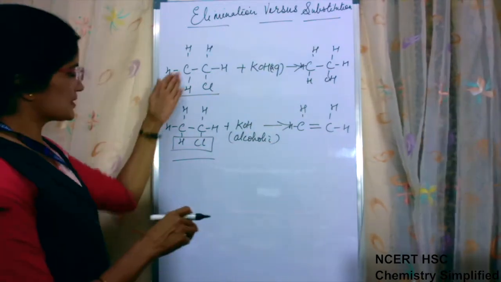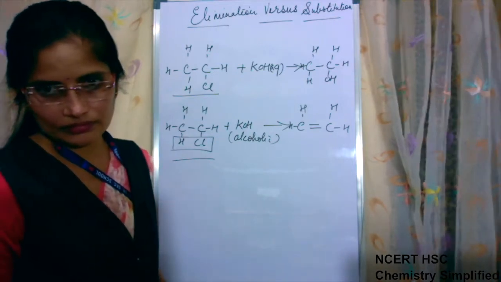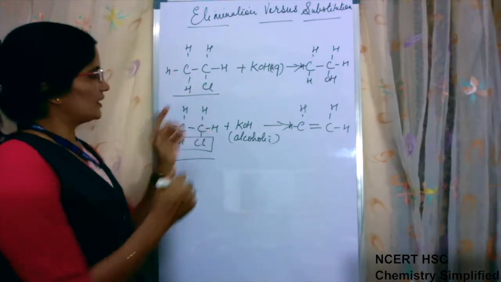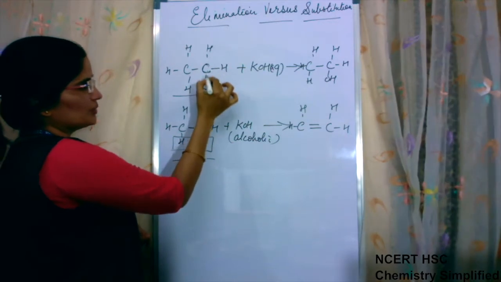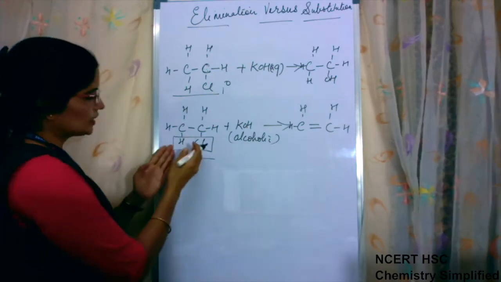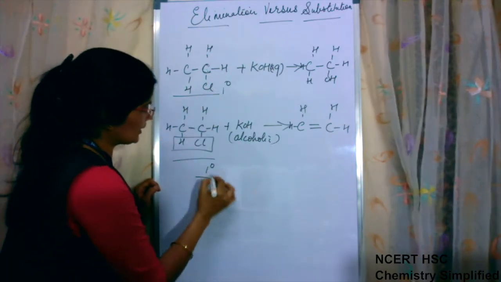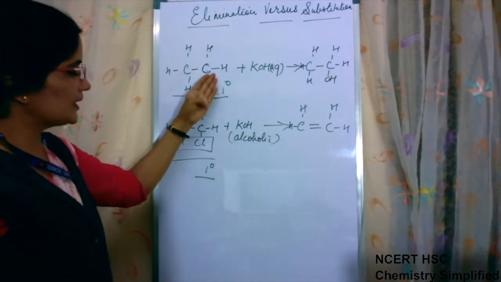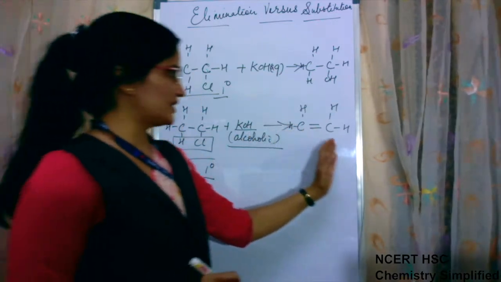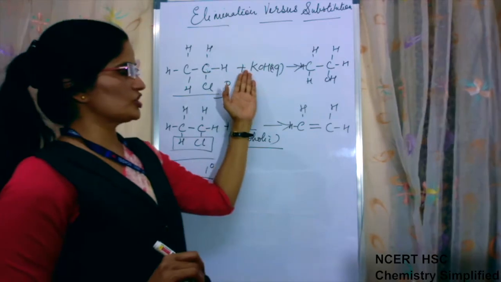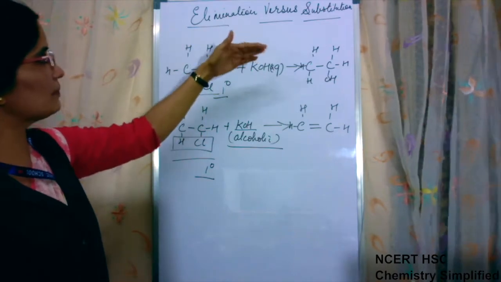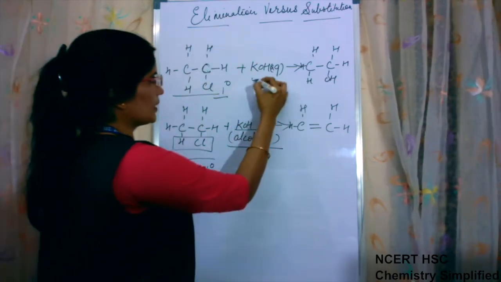So these examples which we have taken are 1 degree. If you see this, the carbon atom which bears a halogen is attached to one more carbon, so this is a 1 degree alkyl halide. This is also the same molecule, so it is also a 1 degree alkyl halide. Whenever 1 degree alkyl halides are there, if alcoholic KOH is used, the product is an elimination product, and if aqueous KOH is used, then the product is a substitution product.